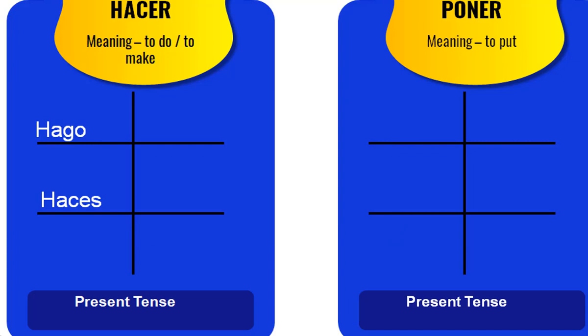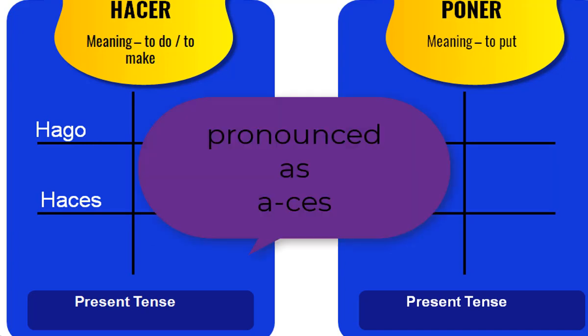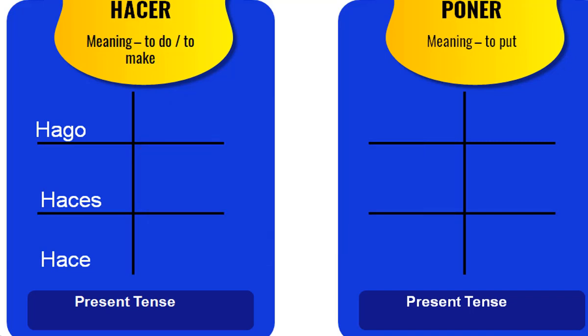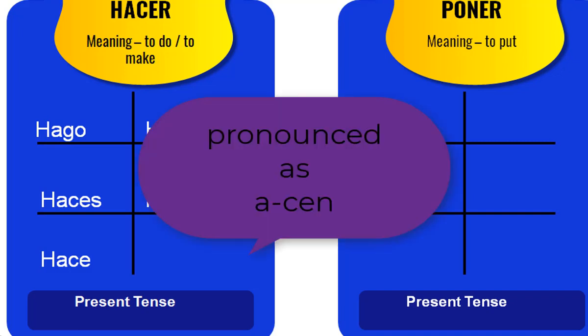The rest of the conjugations are completely the same as normal ER verbs. So the tú form becomes haces. Usted form, hace. Nosotros form, hacemos. Vosotros form, hacéis. And ustedes form, hacen.